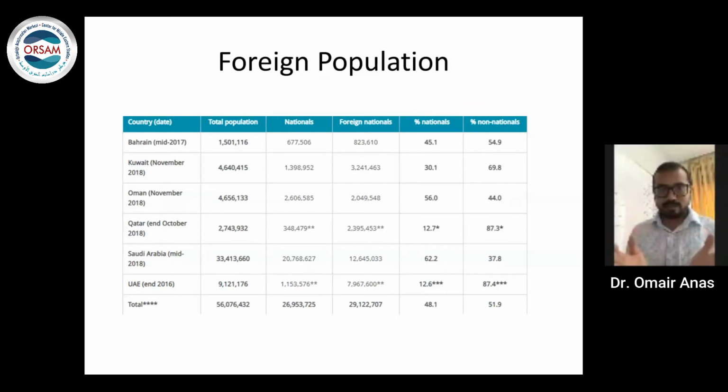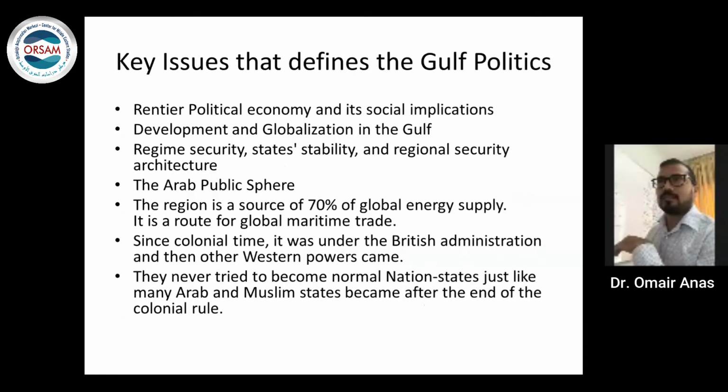In any European country, if you are spending this much time, you can get citizenship. But in these countries, you cannot get citizenship, and you have to stay there without citizenship or other services. So this is one feature: they are depending on foreign workers.